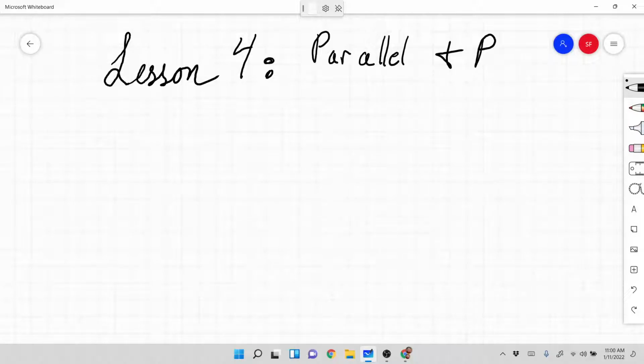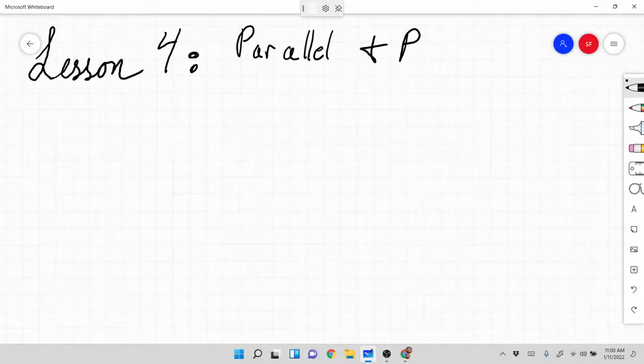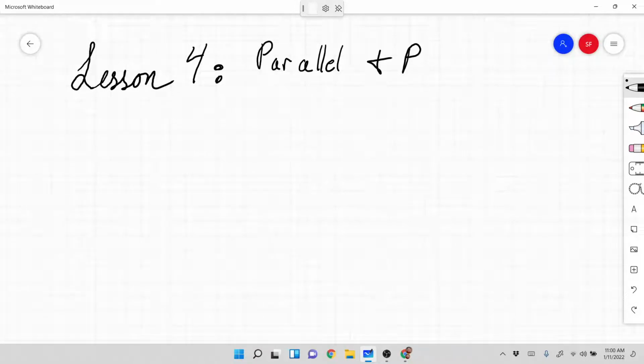Parallel and perpendicular lines. Okay. Will I need graph paper for this? If you end up being asked to graph them, you probably will.